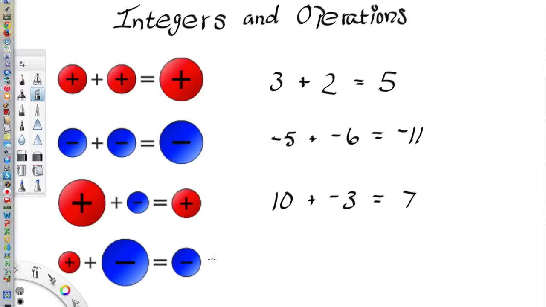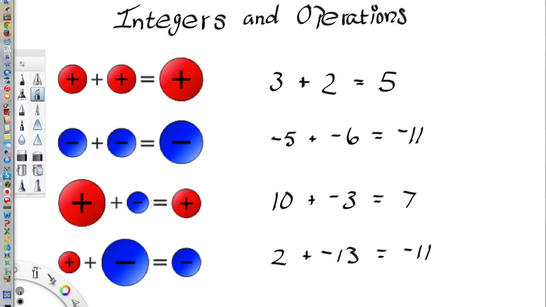Then let's say I have a small positive number, and then I add a larger negative number to it. What's my answer going to be? Well, it's going to be negative, because I have more negatives than I do positives. And what I'm going to be left with is a negative 11. See, I have 13 negatives and 2 positives. The 2 positives will take away 2 of my negatives and leave me with 11 negatives.